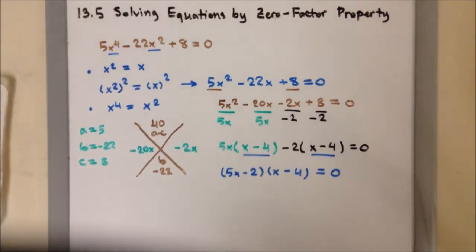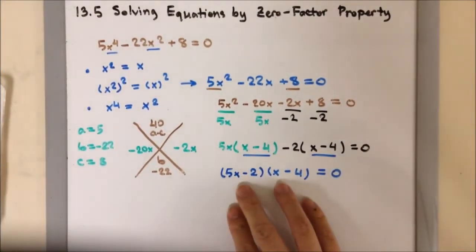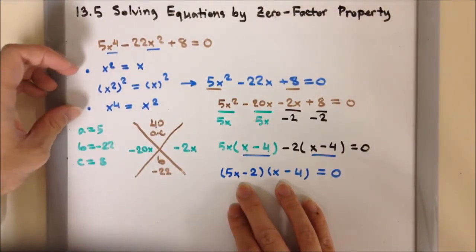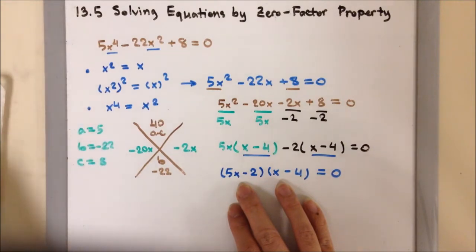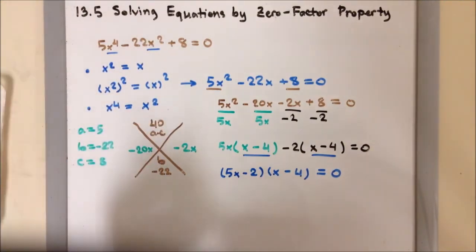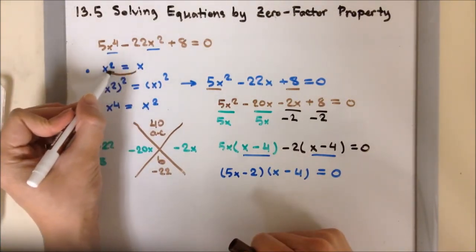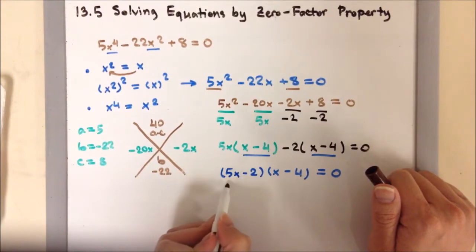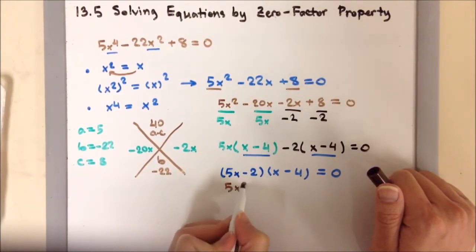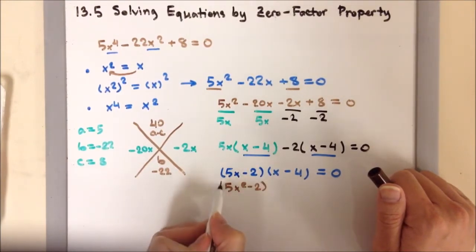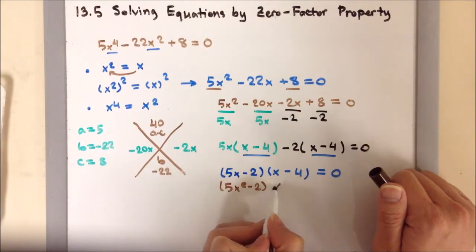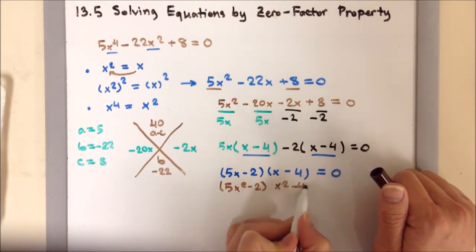Now, here, I'm not going to set each factor equal to 0 and solve. I have to bring back what we did in the beginning, the substitution. So for every x that I have, I'm going to replace it with my x squared. So I'm bringing it back. So instead of x, I'm going to have 5x squared minus 2. And over here, instead of x, I'm going to have x squared minus 4.